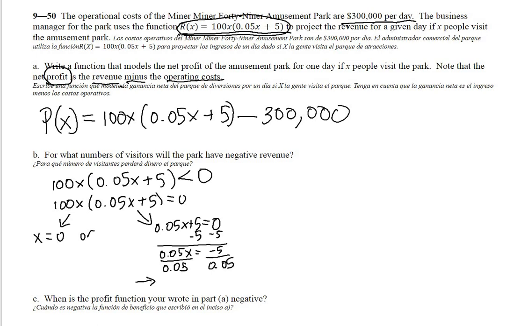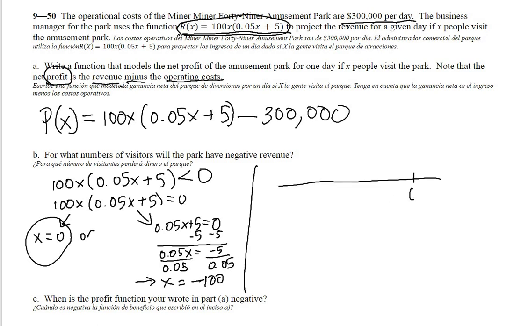So x is equal to -100, which is nonsense because I'm never going to have -100 visitors. So this is the only boundary point I care about. But still, we'll do all the steps. So our boundaries are at 0 and -100.